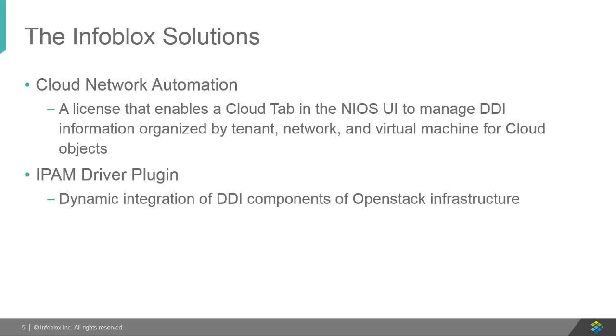In an OpenStack environment, you can leverage the Cloud Network Automation License and the Infoblox IPAM Driver plugin. The Cloud Network Automation is a license that is enabled on the Grid Master. It enables a cloud tab in the NIOS UI to manage DDI information organized by tenant, network, and virtual machine for cloud objects. Additionally, it also provides new cloud widgets for monitoring IP usage and network utilization for cloud networks. The IPAM driver plugin provides a dynamic integration of the components inside the OpenStack environment.